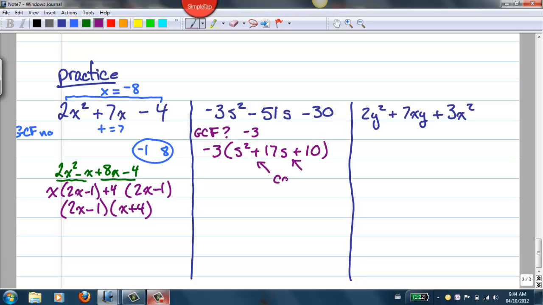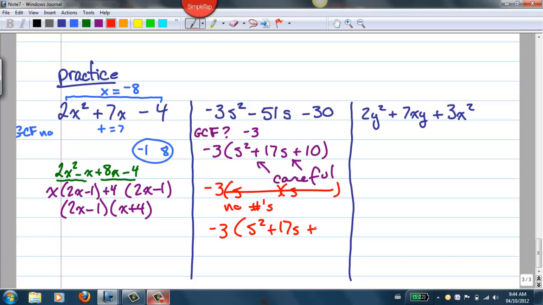Looking for two numbers that multiply to give 10 and add to give 17. Those don't exist. So we're done, right? There are no other factors. There are no numbers that multiply to give 10 and add to give 17. So the factors are negative 3 and s squared plus 17s plus 10.